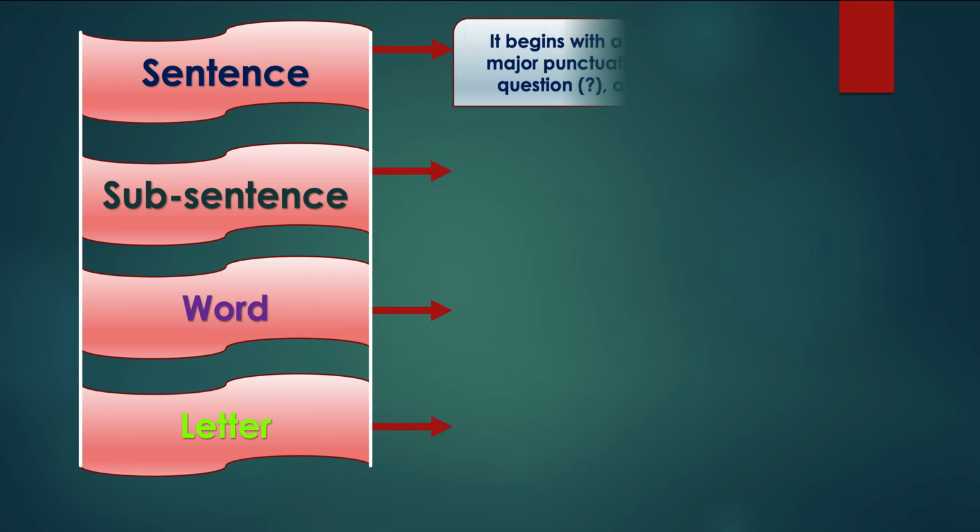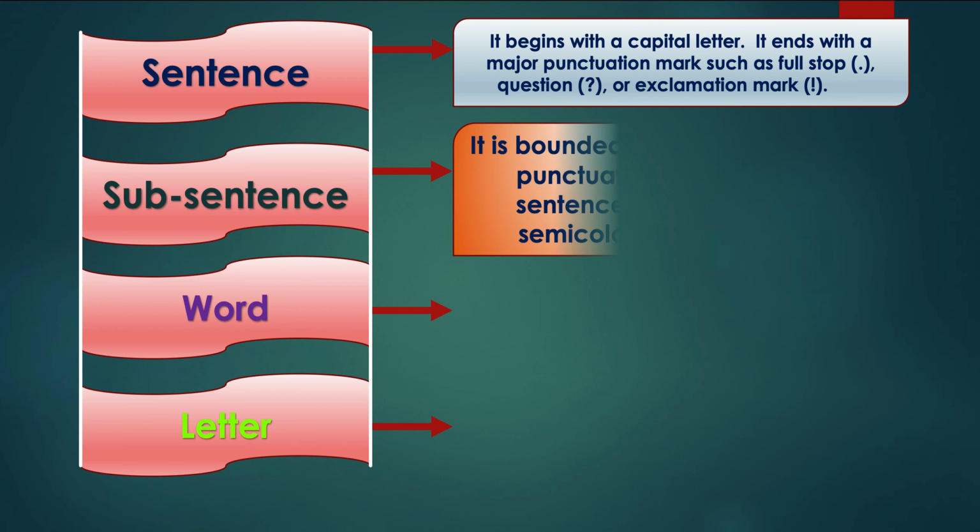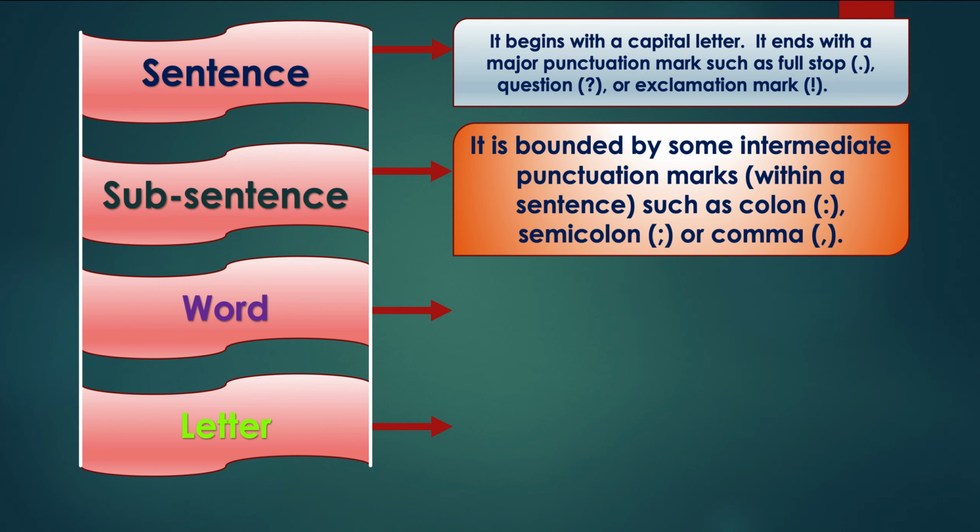Now what is a sentence? Here we are not going to talk about the sentence in the traditional sense of definition. Here we are going to explain the sentence from the perspective of graphology. So what we find is that it begins with a capital letter and ends with a major punctuation mark such as a full stop, question or exclamation mark. Now next is the subsentence. It is bounded by some intermediate punctuation marks within a sentence such as colon, semicolon or comma.